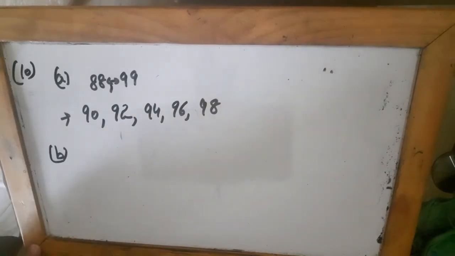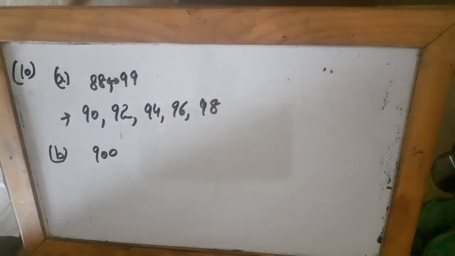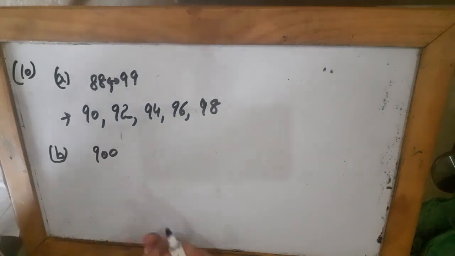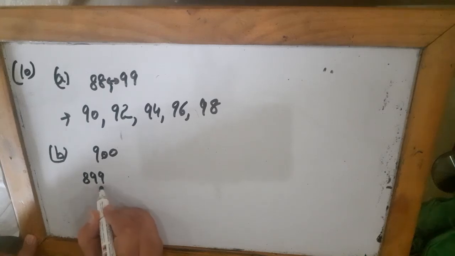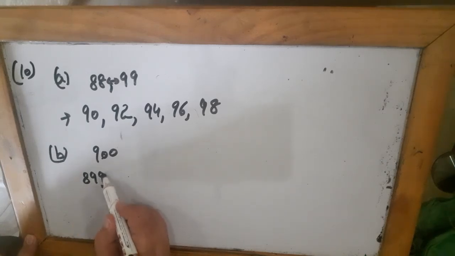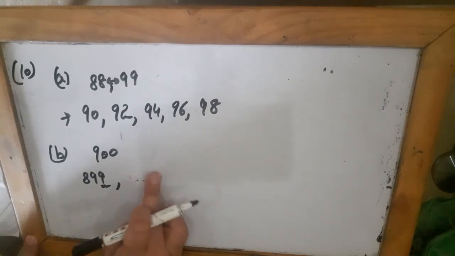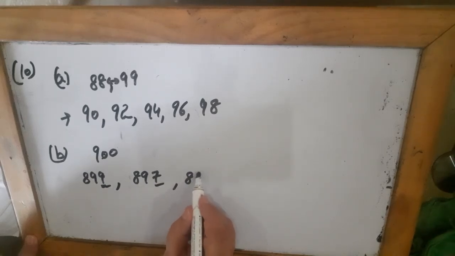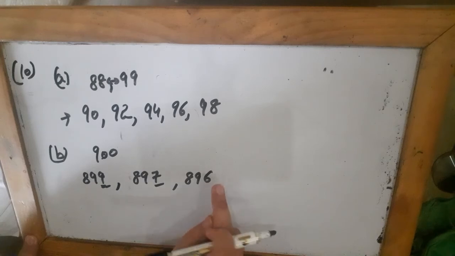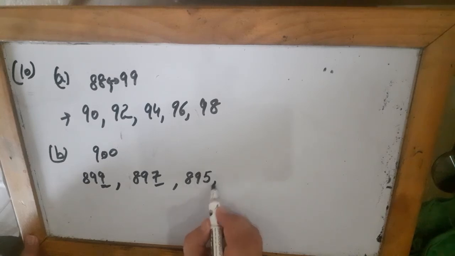Now they are saying write 5 odd numbers that are less than 900. So less than 900, I have to find 5 odd numbers. I will start from the back counting. What comes before 900? 899, and this is an odd number, because it has an odd digit at the ones place. After 899 comes 898, but this is an even number, so I don't want this. Then comes 897, so this is an odd number. Then 896, this is an even number, because 6 is divisible by 2, so I don't want this. After that comes 895.